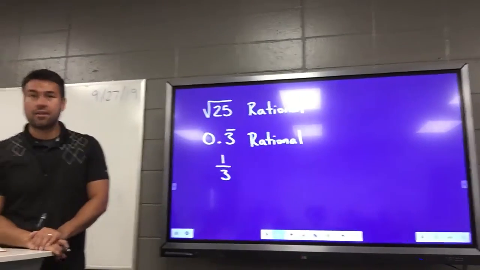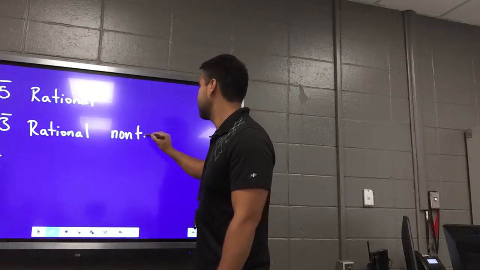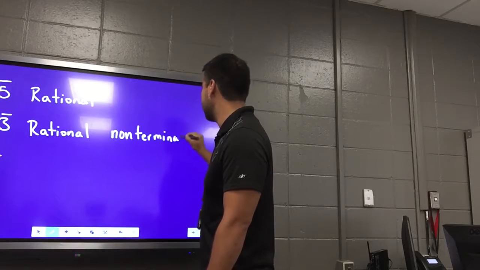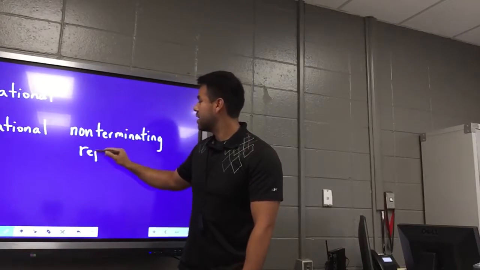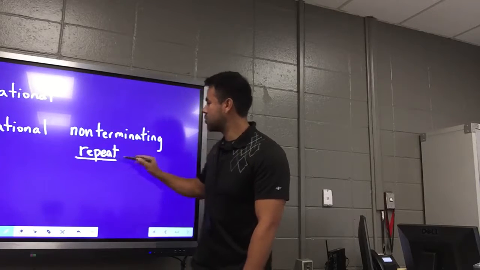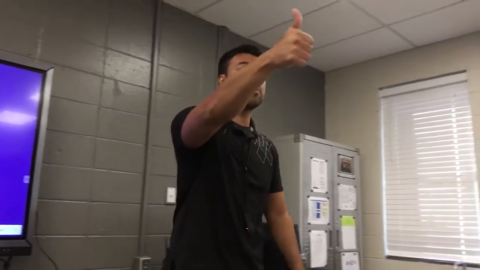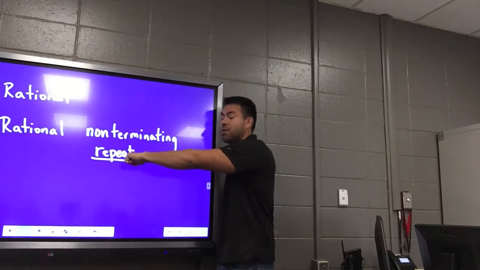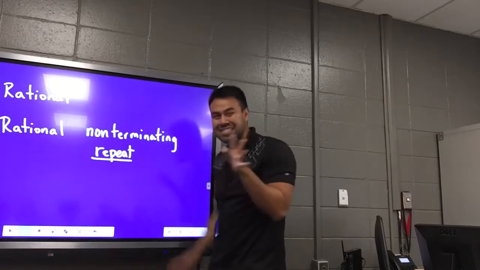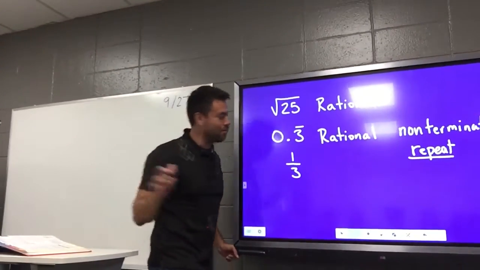And here's why. It is non-terminating, right? It keeps going. But it does repeat. What do irrational numbers do? They don't terminate and they don't repeat. So rational numbers can also be non-terminating, but they do repeat. All right. Anyway, let's keep going. Do you get what I'm saying there? Because I'm going to give you more with that.